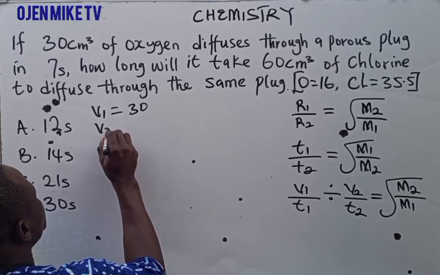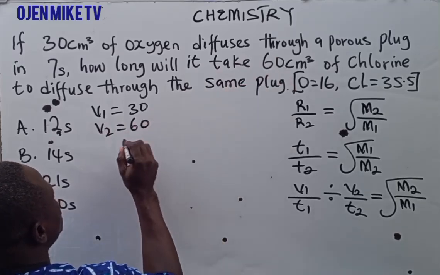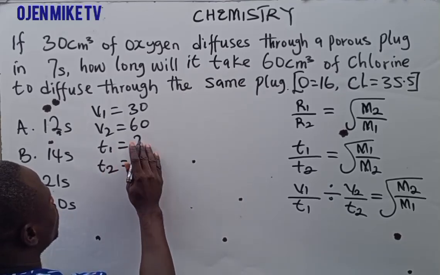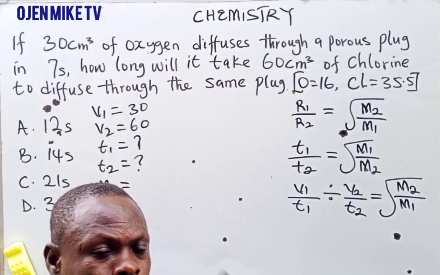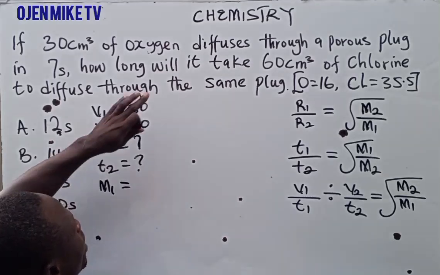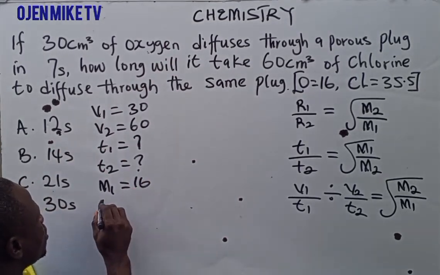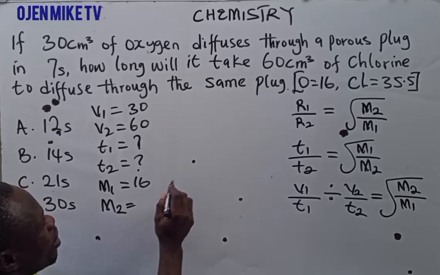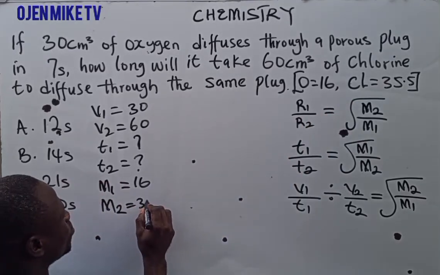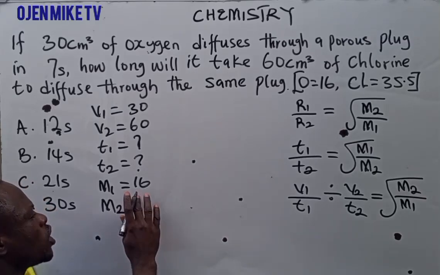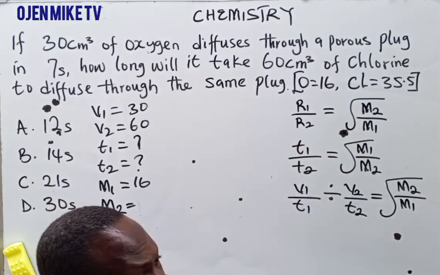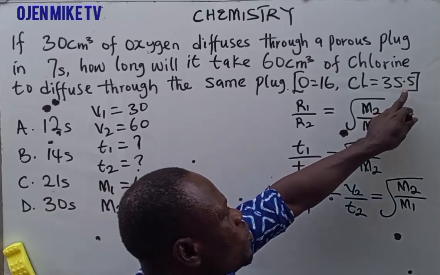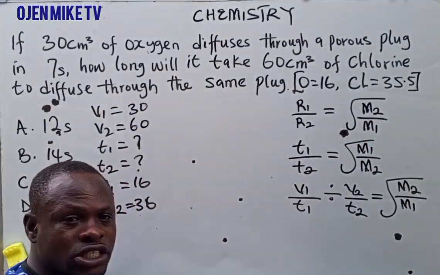So V1 is equal to 30. V2 is equal to 60. T1 is equal to 7. T2, we are asked to calculate. The gas here is just oxygen, so the atomic mass of oxygen is 16. Then the mass number of chlorine, they have given here, is 35.5. But so that we can make it a round number, let us approximate it to 36. So we are going to put it in our formula.